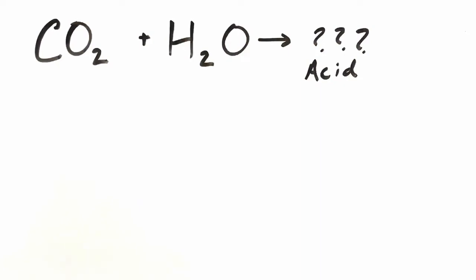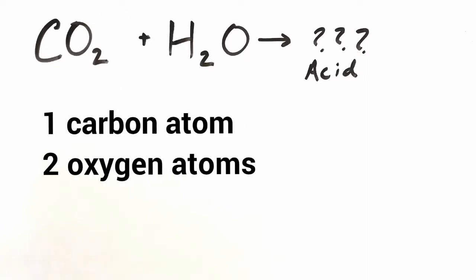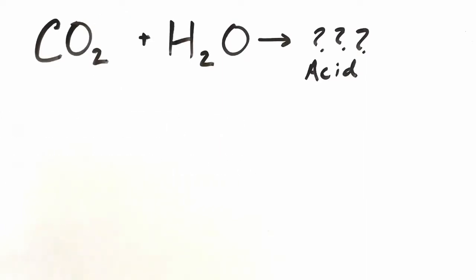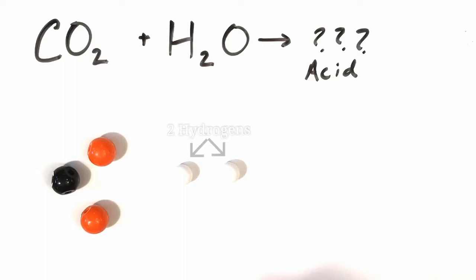And just as a quick reminder, if you see these little numbers next to an element's symbol, that number is talking about the element to the left of it. So for instance, this 2 in CO2 is talking about the O, that's oxygen. So that means that CO2 is 1 carbon and 2 oxygens. So let's use some atoms from our molecular modeling kit to actually build these molecules. In carbon dioxide, we have our 1 carbon, which is black, and our 2 oxygens, which are red. And then we have our H2O, which means that there's 2 hydrogens and 1 oxygen.